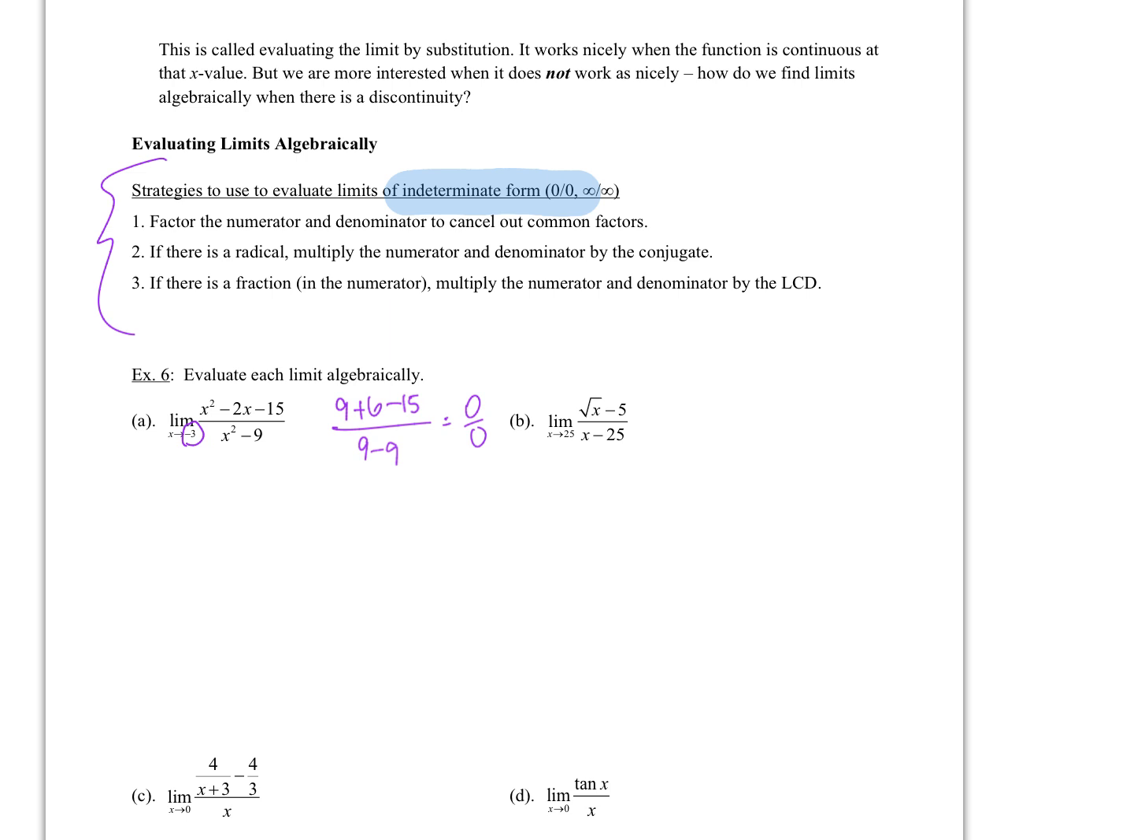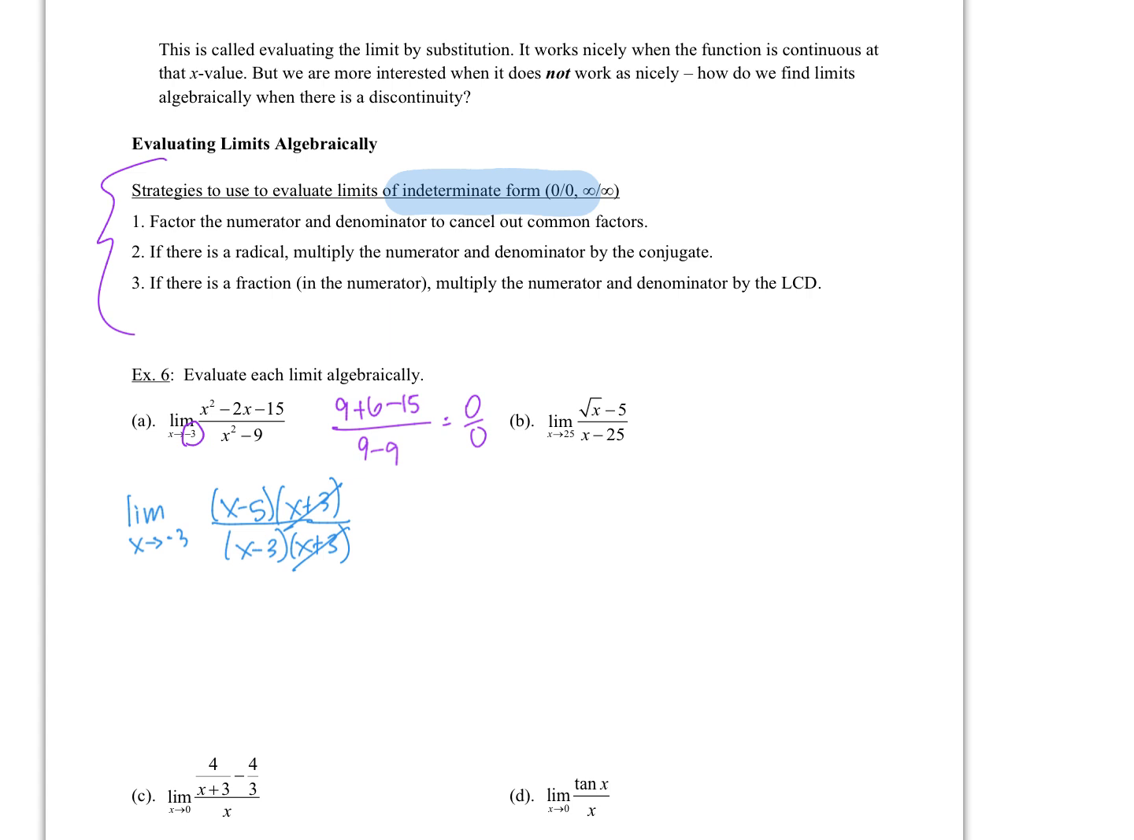Okay, so there's a bunch of different methods that you're going to learn to try to take care of that. The first one, and probably the easiest one for you, is going to be factoring. So let's rewrite the limit notation. Now the top is a trinomial, and it factors to be x minus 5 times x plus 3. And the bottom factors to be x minus 3 times x plus 3, because it's a difference of squares. And you can see that these cancel out.